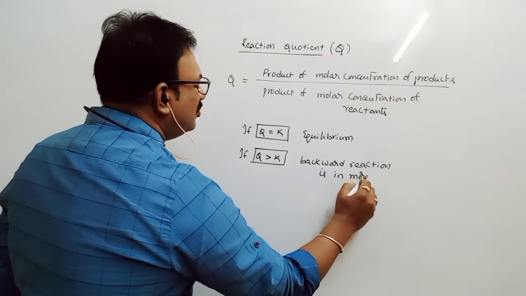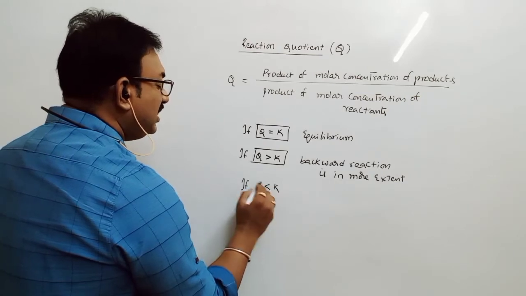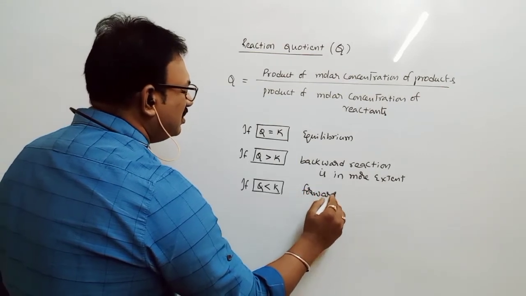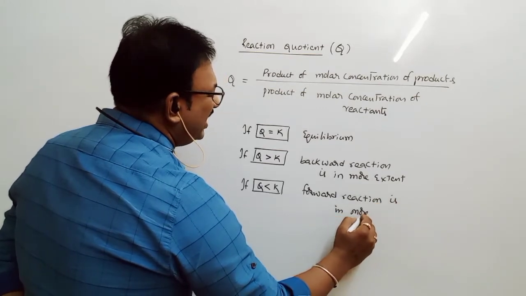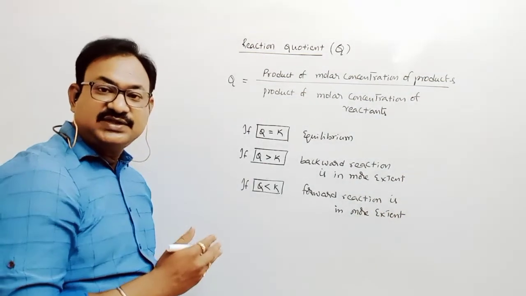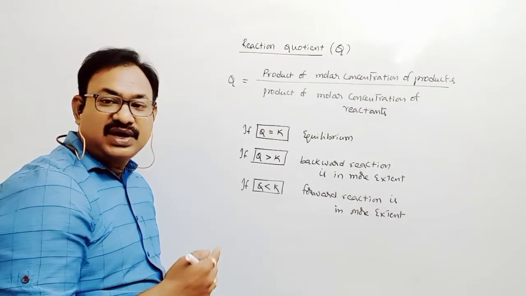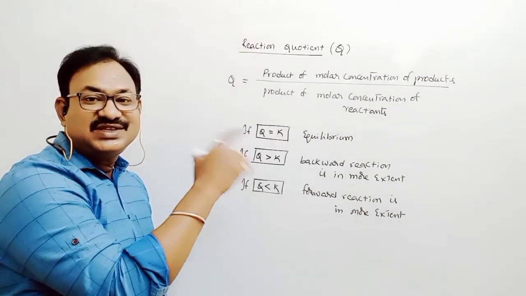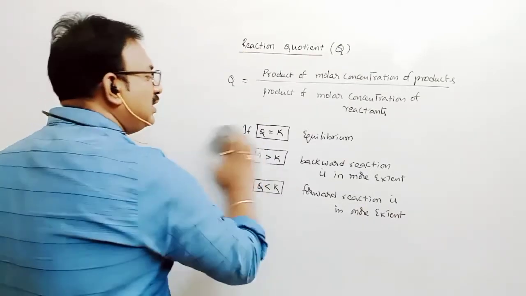Backward reaction is in more extent. Okay. If Q less than K, then what happens? Forward reaction is in more extent. Understand? If Q, the reaction quotient, is equal to K, we can say it is equilibrium. If Q greater than K, backward reaction is in more extent. If Q less than K, forward reaction is in more extent. So this is the reaction quotient and its relation with the equilibrium constant. Okay. Next.